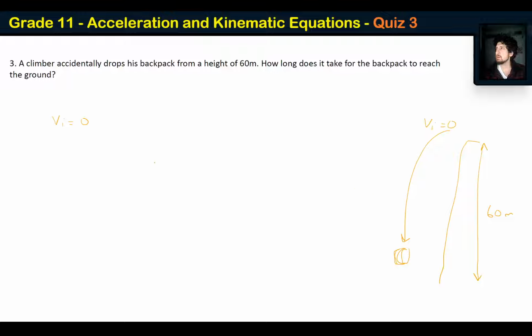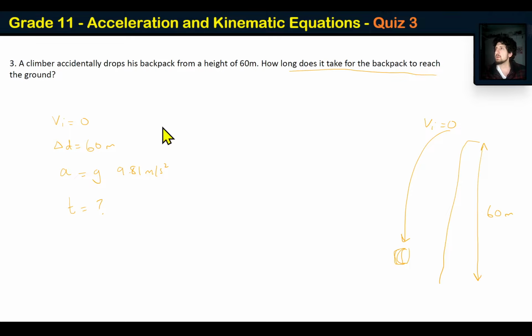So what do we have here? We've got the displacement, which is 60 meters. But we need one more variable. I wonder if we can get one more variable. What about the acceleration? Do we have that? Of course we do. It's g. Remember, it's acceleration due to gravity, so that's going to be 9.81 meters per second squared. Now we've got everything we need. What is it asking for? How long does it take for the backpack to reach the ground? So we're looking for time. Can we work out the time? Indeed, we can.